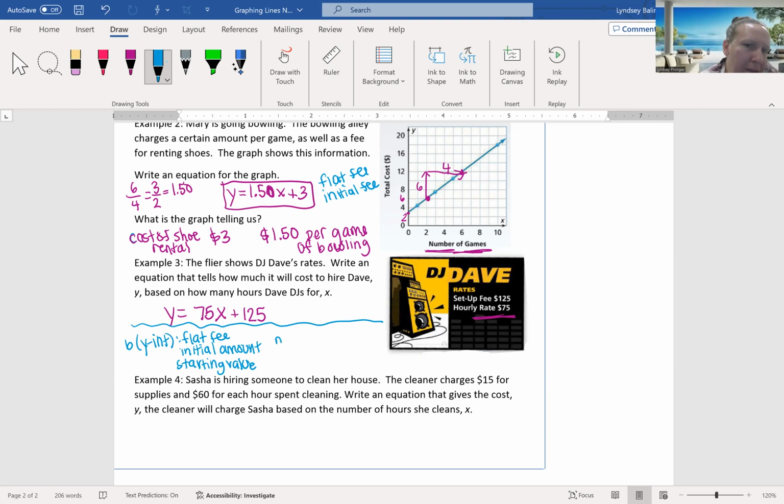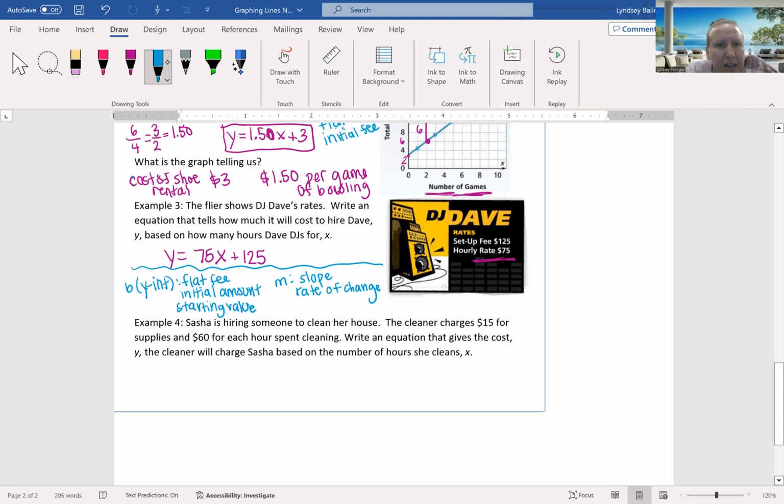Our m, we've been calling it slope. I do want to throw in the words rate of change because you will see that as well. Just how is the equation changing? How quickly or slowly is it changing? That's the rate of change. And that goes in front of your x.